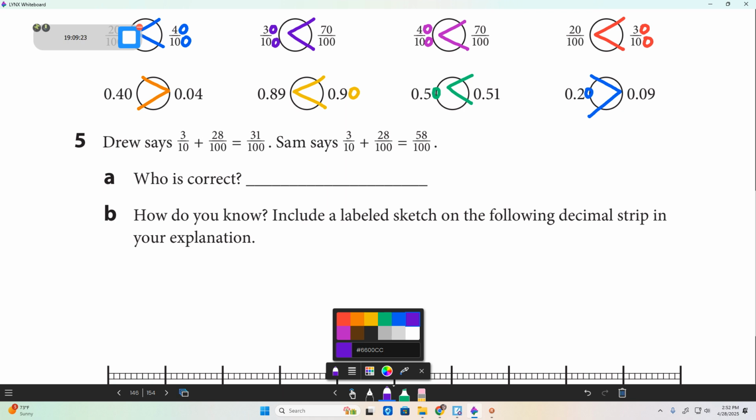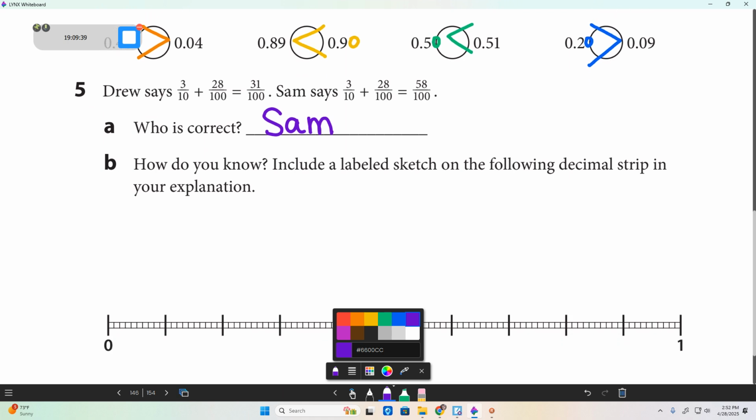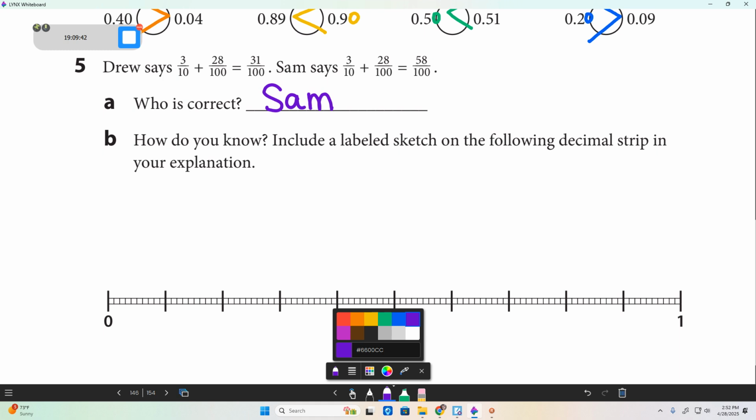All right, number 5. Drew says 3/10 plus 28/100 is 30. Oh, Drew. No. Sam, I'm liking this. Okay, Sam is correct, but let's talk about why. One of them didn't realize that if the denominators are not the same, you gotta make them the same. Okay, so let me write down what Sam did because I like what Sam did. So let me write down the original thing here. And you might say, but Mrs. Judson, 3 plus 28 is not 58.